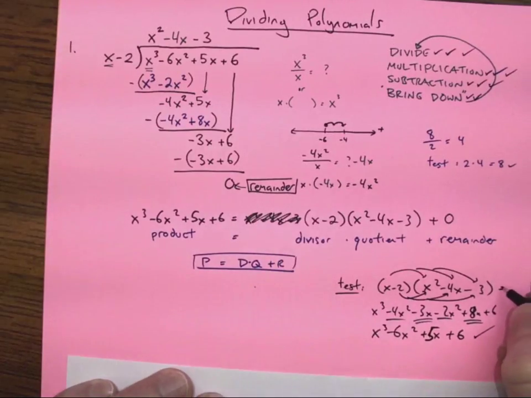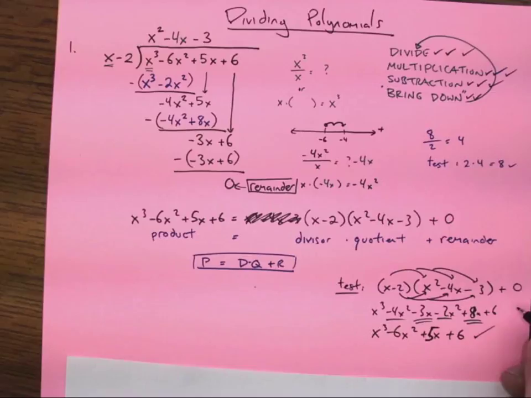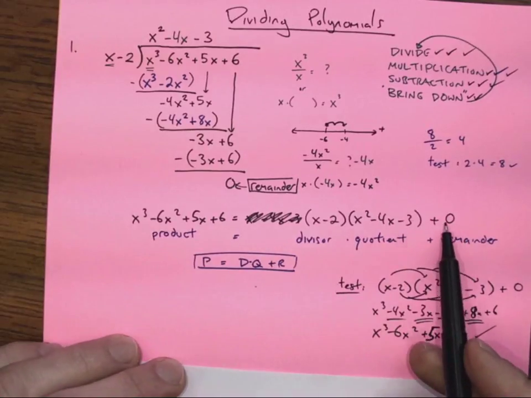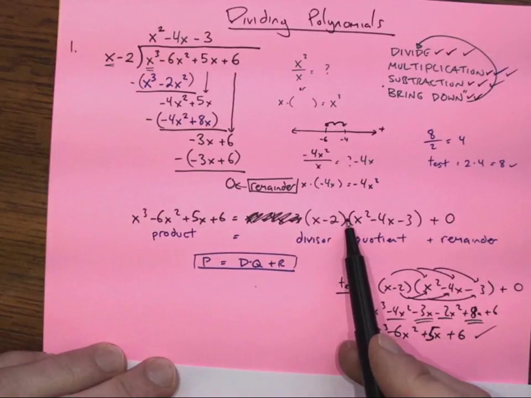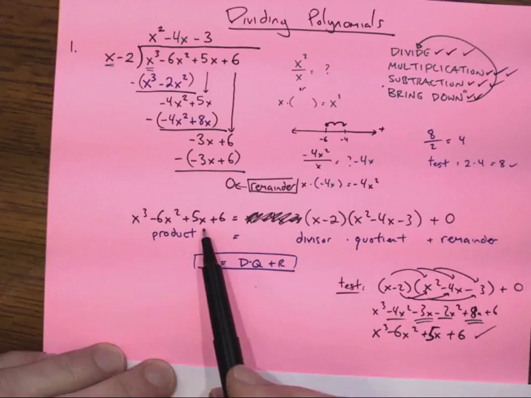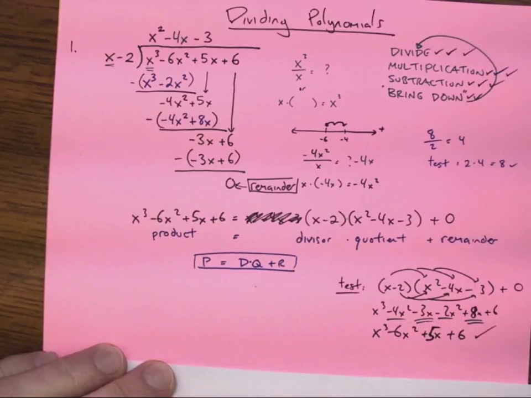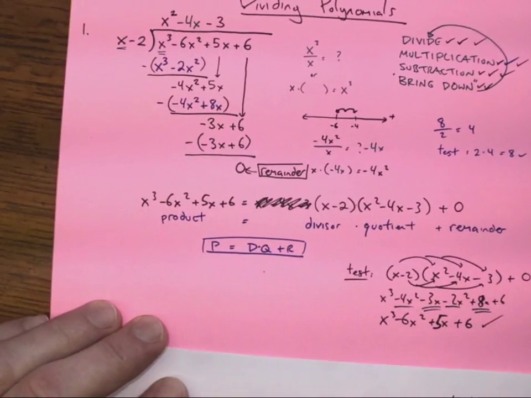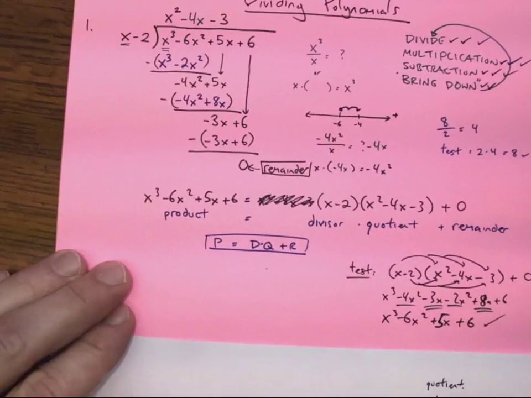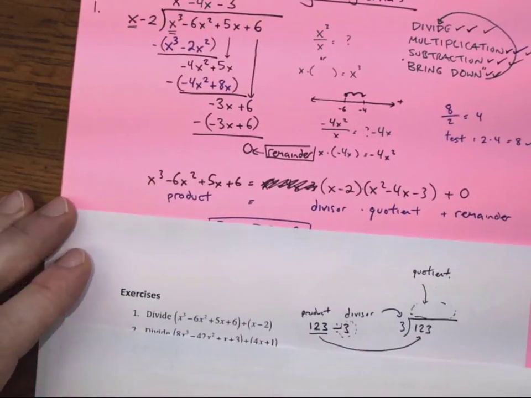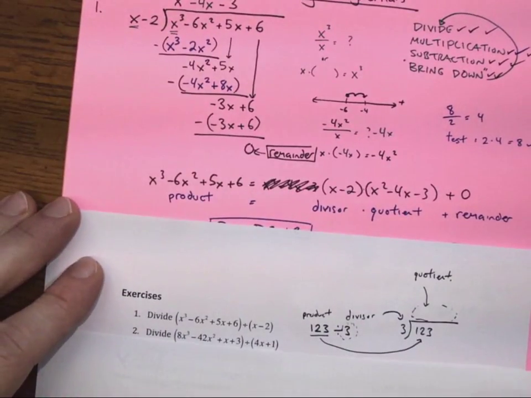And of course I would add 0 because that was the remainder. The idea is when we add that remainder to this product of these two, it gives us the original statement. Of course, adding 0 doesn't change anything. All right, cool. Let's move on to question 2.